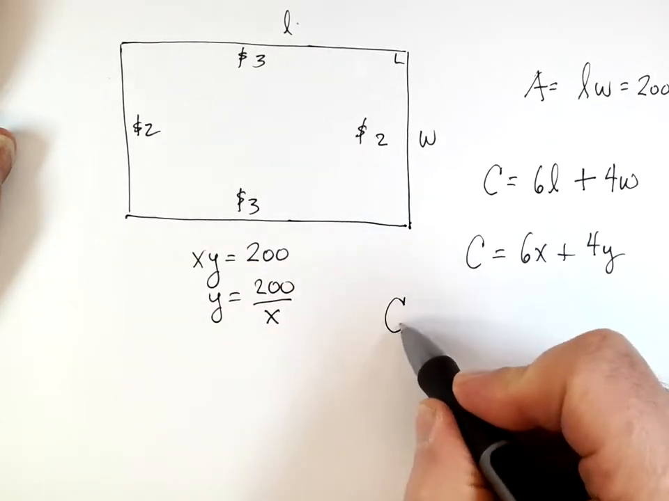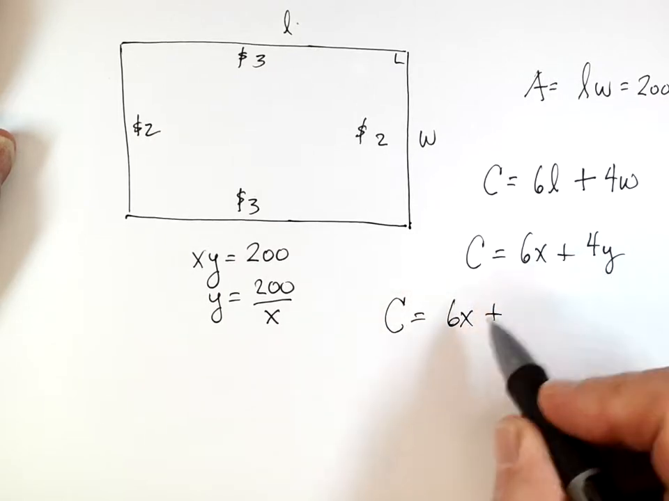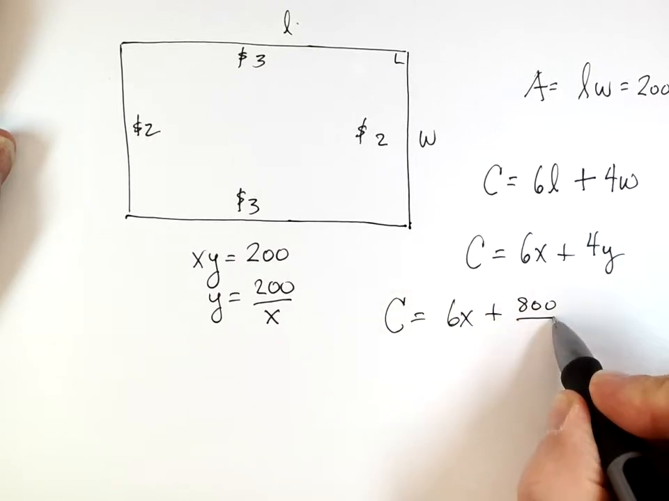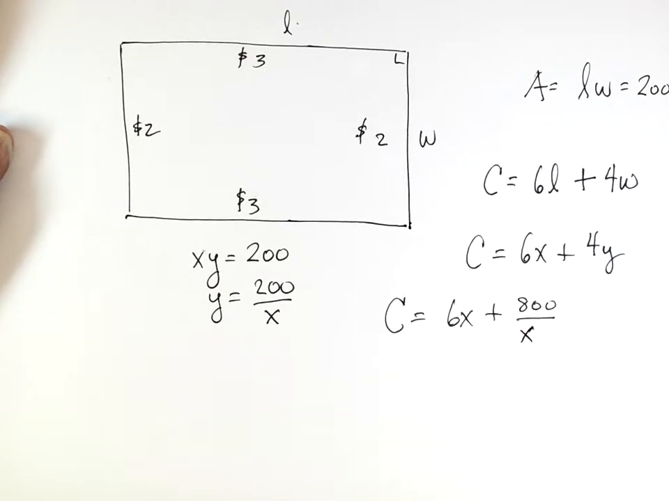Therefore, the cost function in terms of x is 6x plus 4y, which would be 800 over x. 4 times y, that's the cost function in terms of x. Sorry. All right. Everybody else set on that? Now we have the cost in terms of a single variable.